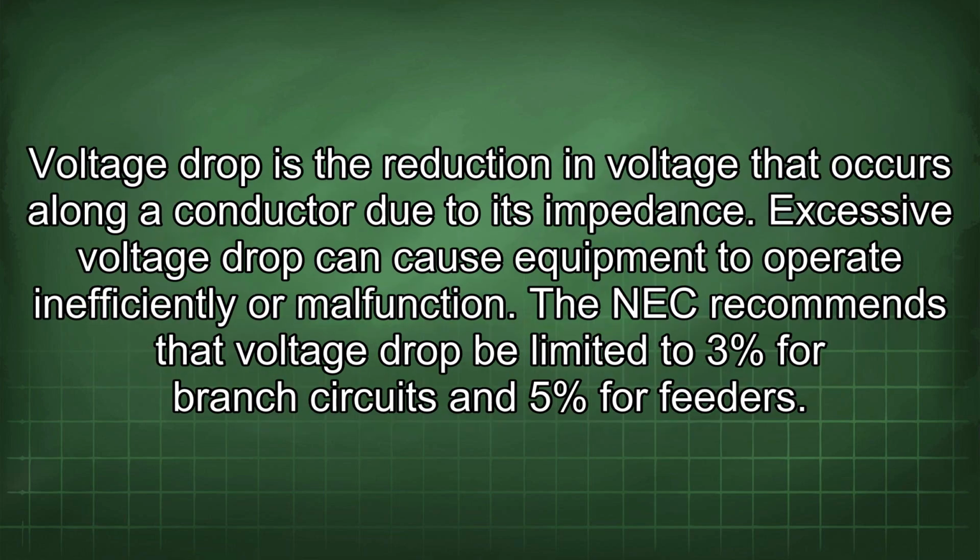Voltage drop is the reduction in voltage that occurs along a conductor due to its impedance. Excessive voltage drop can cause equipment to operate inefficiently or malfunction. The NEC recommends that voltage drop be limited to 3% for branch circuits and 5% for feeders.